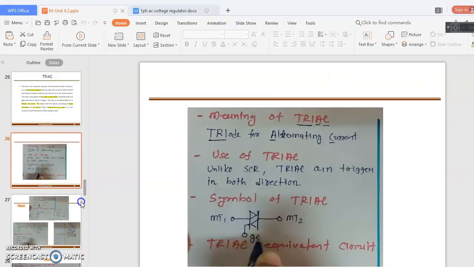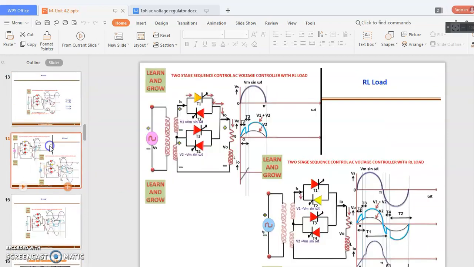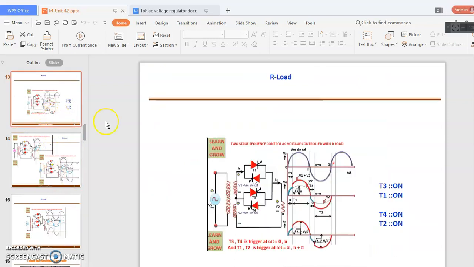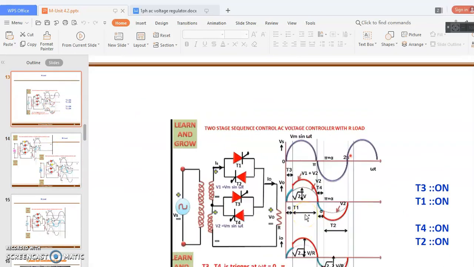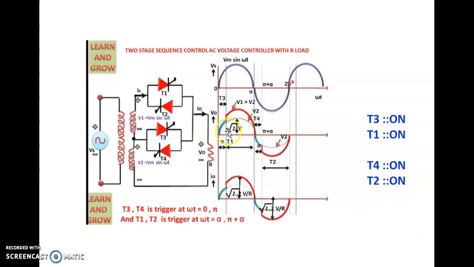So what are we going to see? AC voltage regulators, double stage. See, this is a waveform. In this waveform, our waveform is also produced like this. Here is alpha. This alpha is for T3, and the next one, T1, is conducted. First T3 needs to be given.